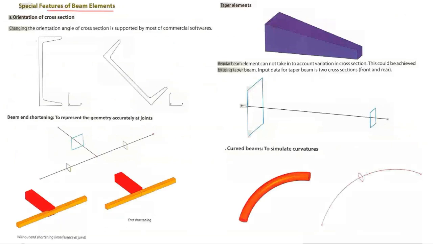Special features of beam elements. Sometimes when we model a beam like this, we want to rotate it, so we can set the orientation of the cross section, because an I-beam we sometimes model like this or sometimes like this, also columns, so the orientation will be there. Taper elements are also possible. And if you see beam end shortening here, the beam goes until the middle, but actually it should come only to the face. So this kind of adjustment is possible in the software. And curved beams we can also make.